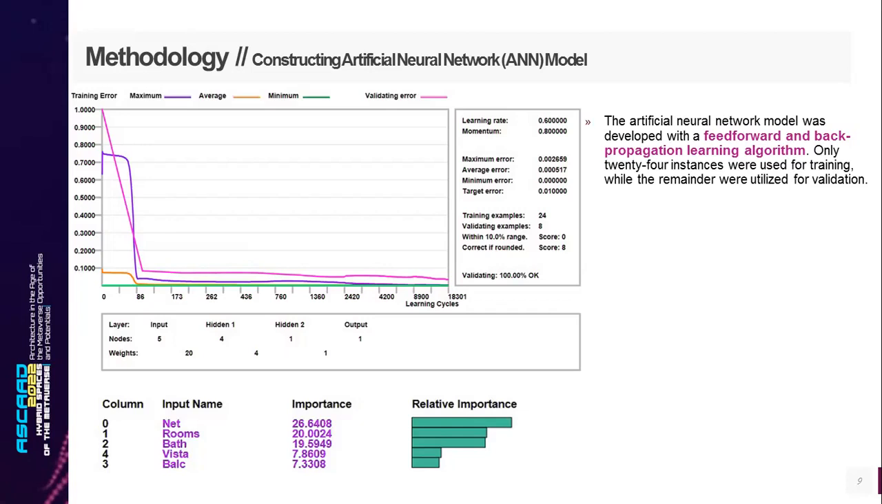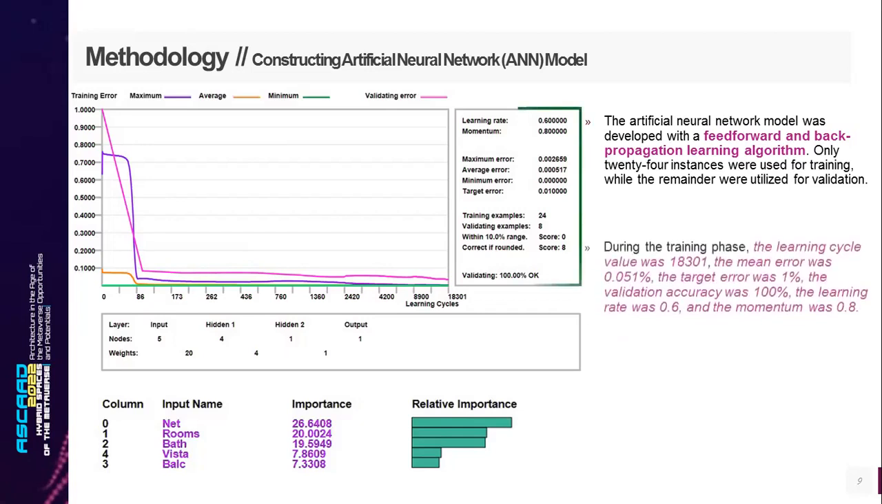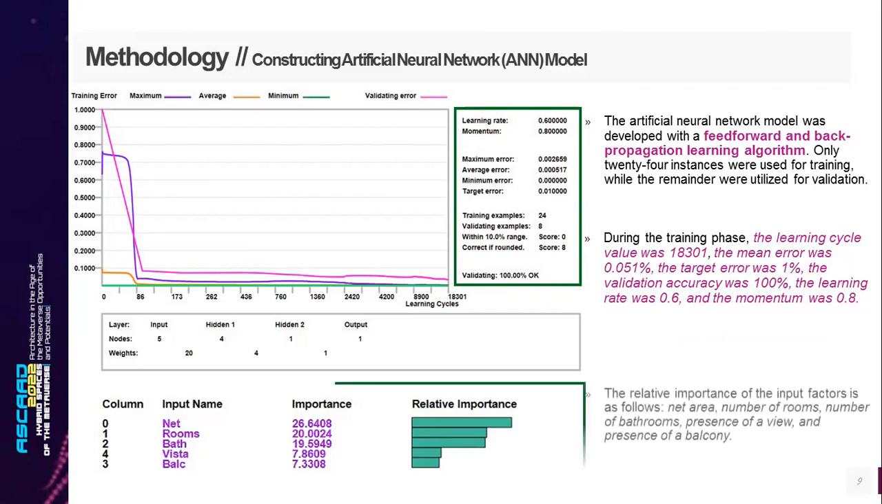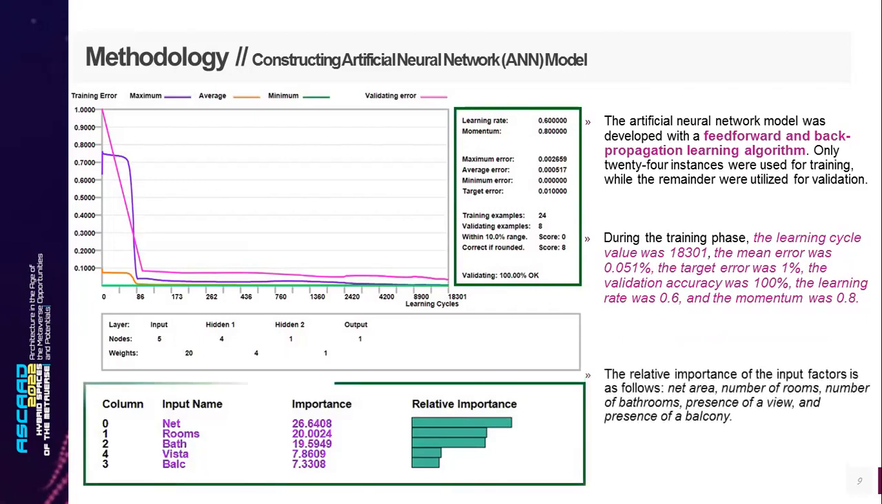During the training step, the learning cycle was 18,301. The mean error was 0.051%. The target error was 1%. The validation accuracy was 100%. The learning rate was 0.6 and the momentum was 0.8. The relative importance of the input factors is as follows: net area, number of rooms, number of bathrooms, presence of view, and presence of balcony.